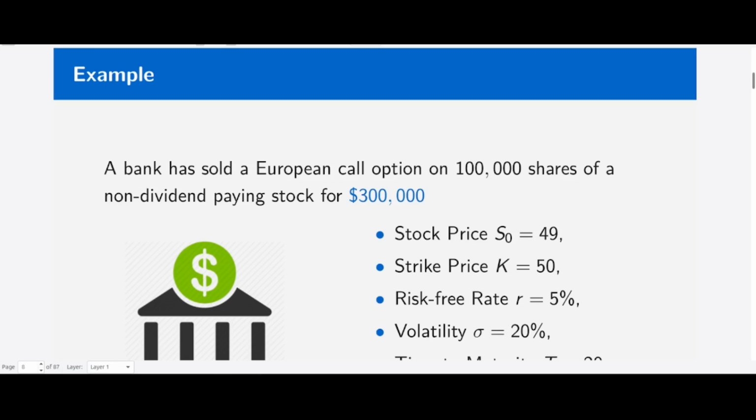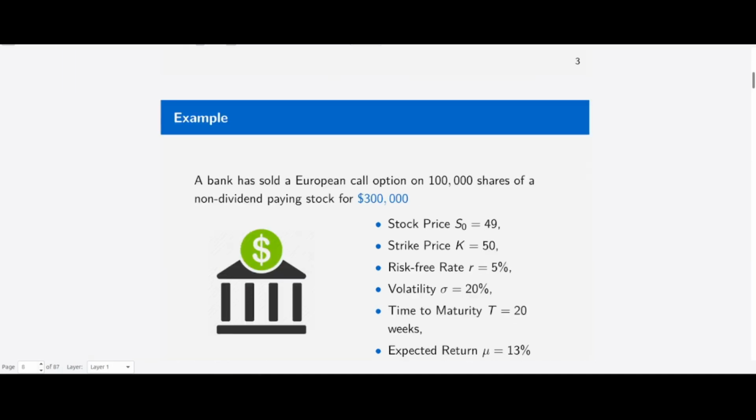Let us see a real situation, or a scenario, or this example. Assume a bank has sold a European call option on 100,000 shares of non-dividend paying stock for $300,000. In this scenario, the current price is 49, the strike price is 50, the risk-free interest rate is 5%, volatility 20%, time to maturity is 20 weeks, and the expected return of this underlying asset is 13%.